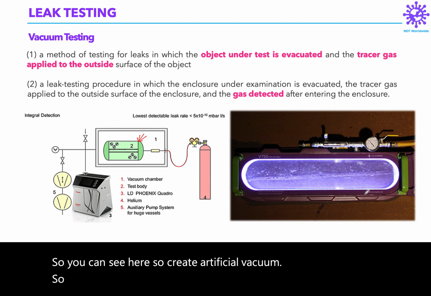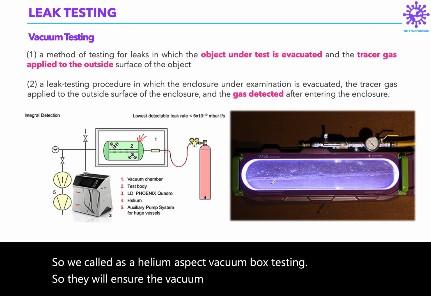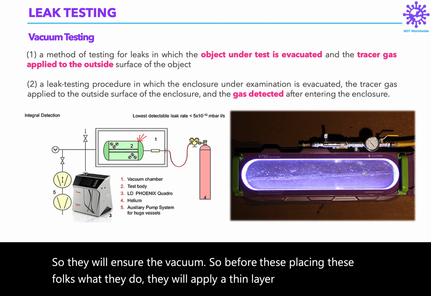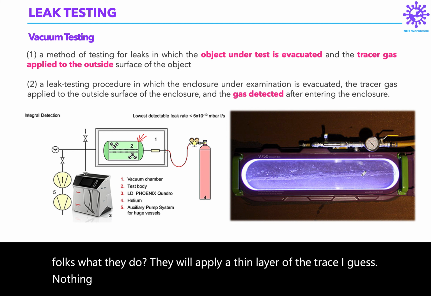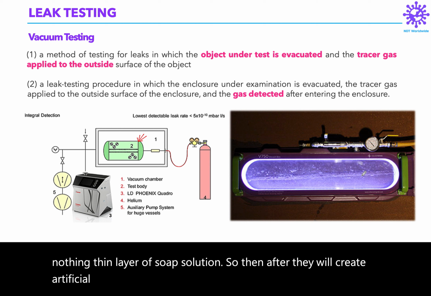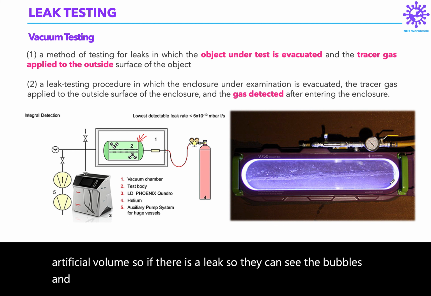So we call this helium mass vacuum box testing. They will ensure the vacuum. Before placing this box, they apply a thin layer of soap solution, then they create an artificial volume. If there is a leak, you can see the bubbles.